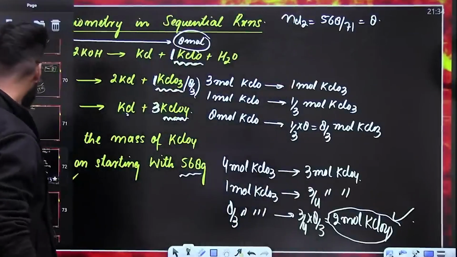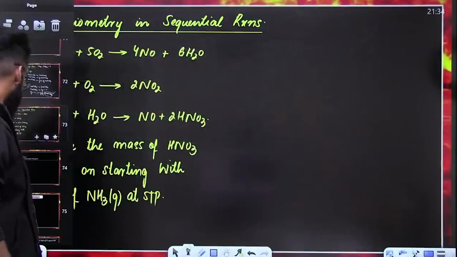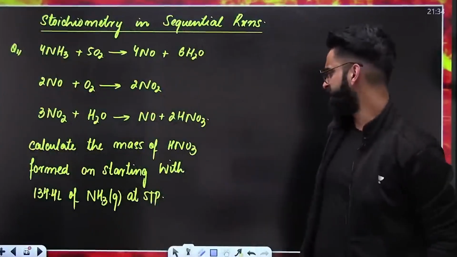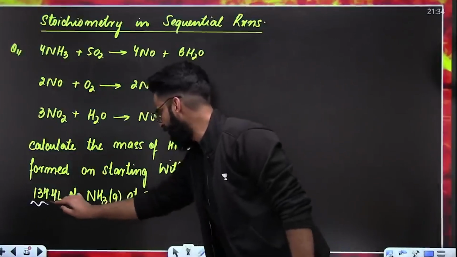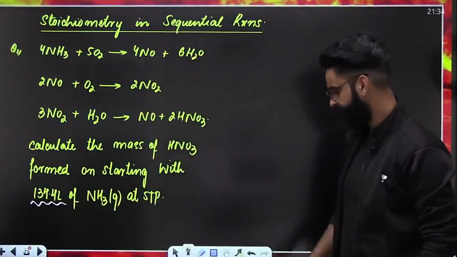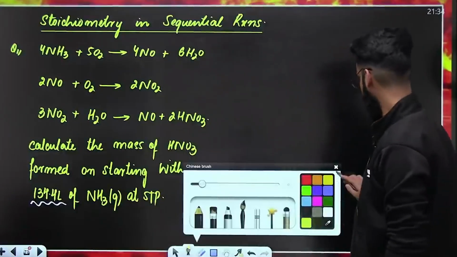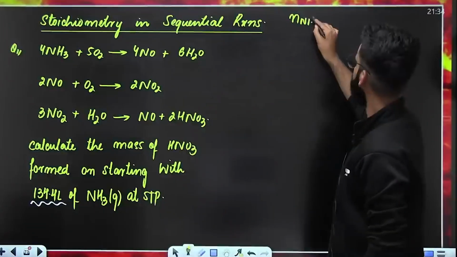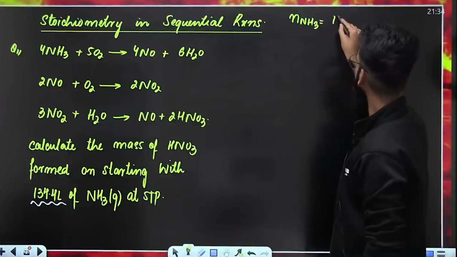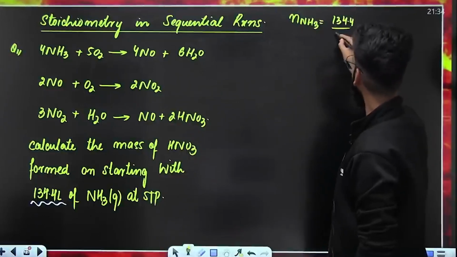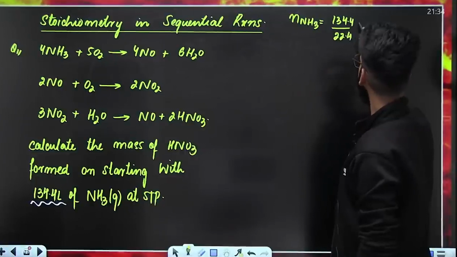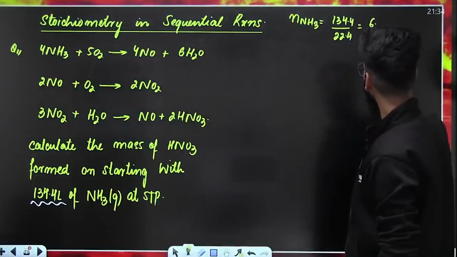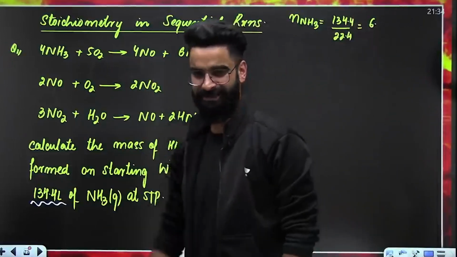All right. Let's see one more question then. One more sequential reaction question. First of all, as per the question, you are starting with 134.4 liters of NH3. So convert the given quantity to number of moles. Number of moles of NH3 will be equal to given volume of NH3 in liters divided by 22.4. This value comes out to be approximately 6.